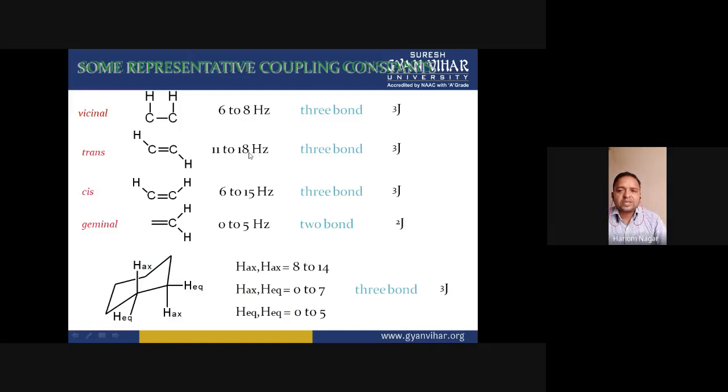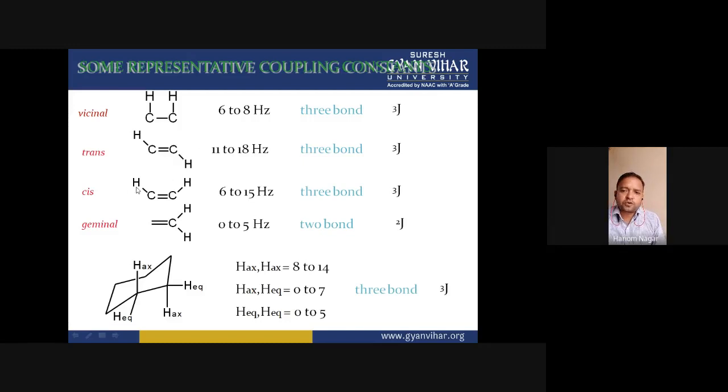In an unsaturated compound like an alkene, if these protons are in the trans position, then the transformation of the field between two protons is very good, because there is no hindrance. There is planarity in the molecule. This is planar. No dihedral angle repulsion, no torsional strain, because the groups are present at 180 degrees, at the farthest distance.